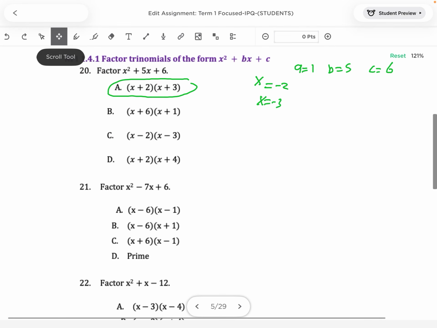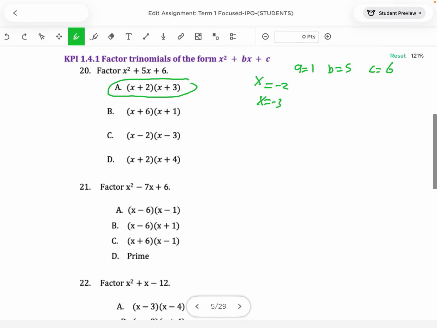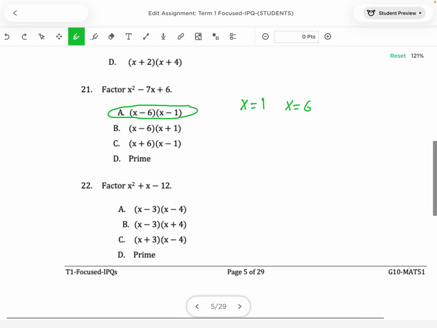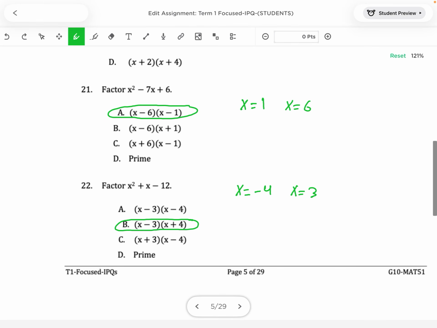Same story for the second one. When you use calculator mode 5-3, you will get x equals 1 or x equals 6. Switch the sign: x minus 1, x minus 6. Same story for the third one. You will get x equals -4, calculator mode 5-3, or x equals 3. So it will be x plus 4 and x minus 3, or x minus 3, x plus 4. It doesn't matter.